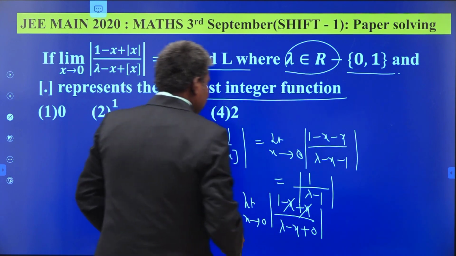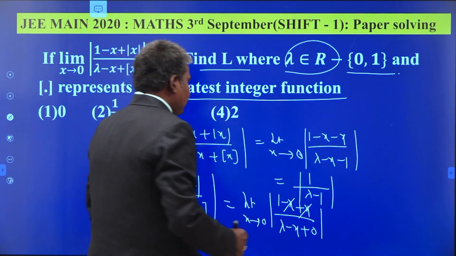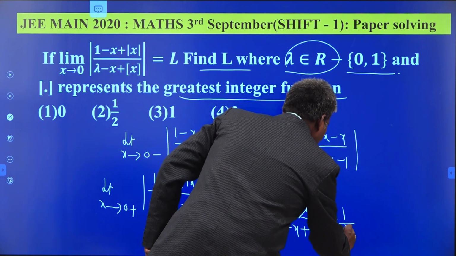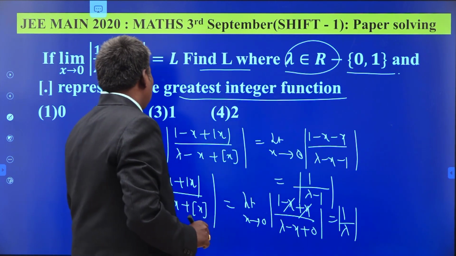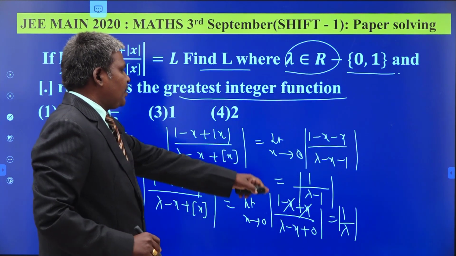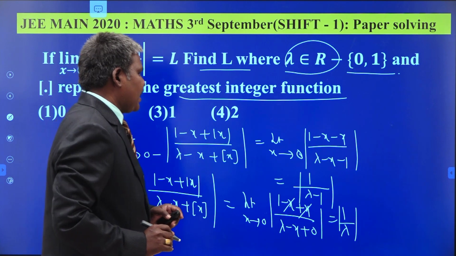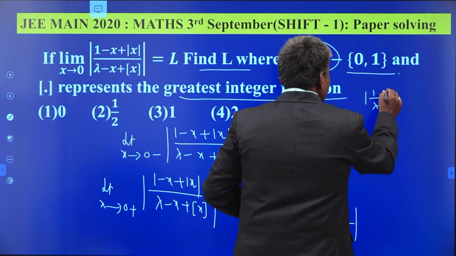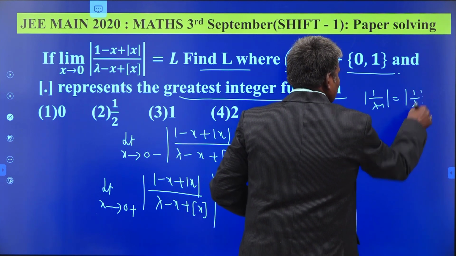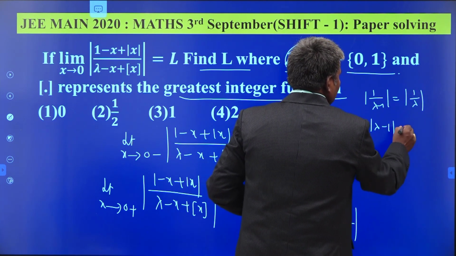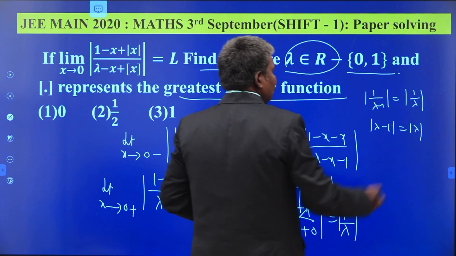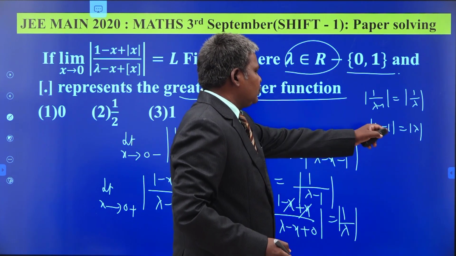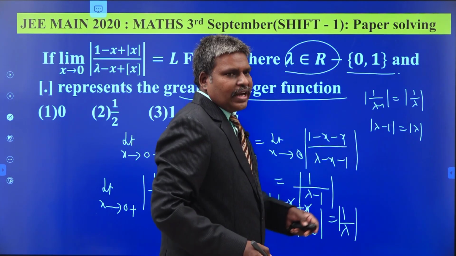So plus x minus x gets cancelled. As x tends to 0, it becomes what? 1 by modulus lambda, the limit. That is why the left hand limit is equal to the right hand limit. So modulus of 1 by lambda minus 1 is equal to modulus of 1 by lambda. We mean modulus of lambda minus 1 equals modulus of lambda. For taking both positive, lambda gets cancelled, minus 1 is never 0.